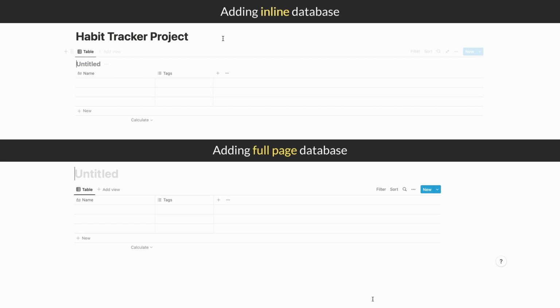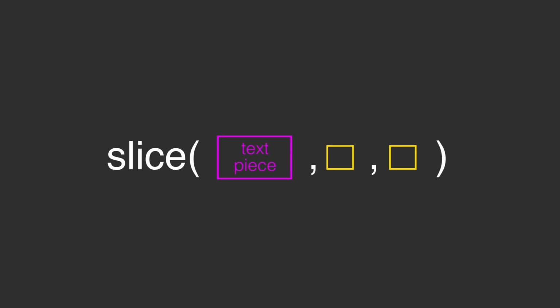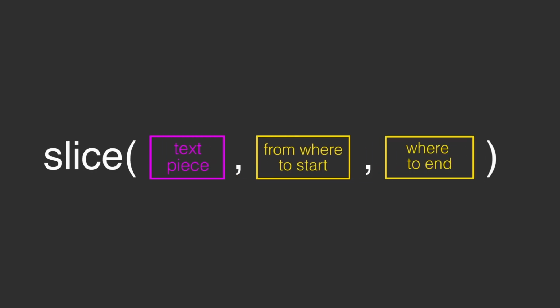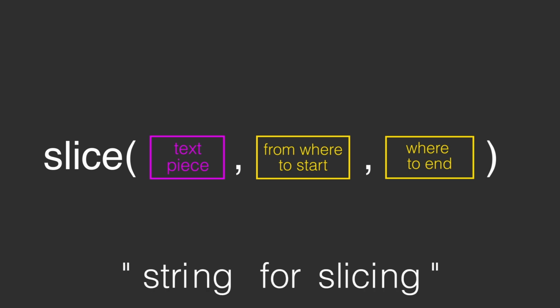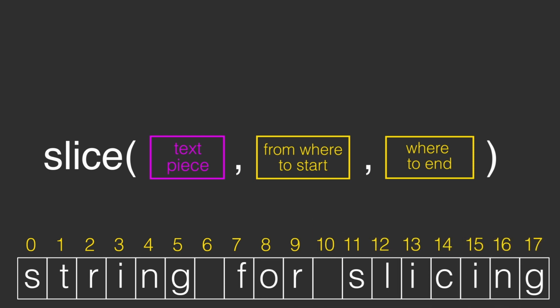Now we are going to learn a new function which will help us to build a progress bar. This is the slice function. Slice cuts a part from a text piece that we give to slice in the first block, and we can tell this function where to start slicing and where to end it. Text pieces or strings consist of symbols. Every symbol in a string has its sequence number, 0 for the first symbol, 1 for the second, etc. Similar to floors numbering, which starts from 0 for the ground floor.